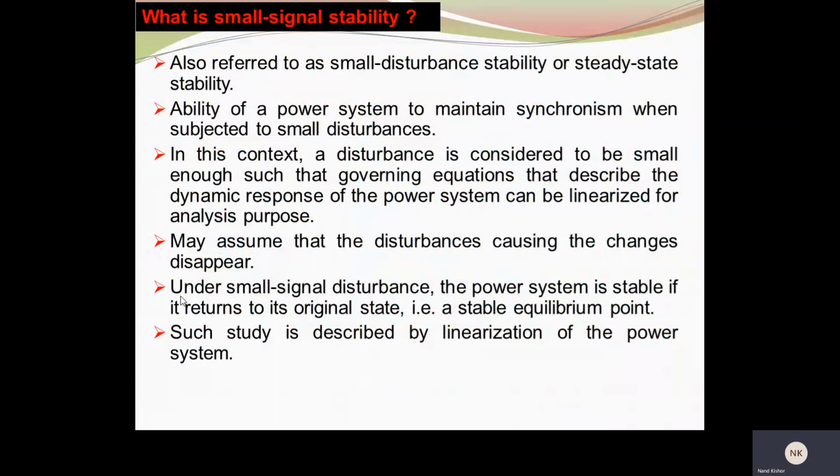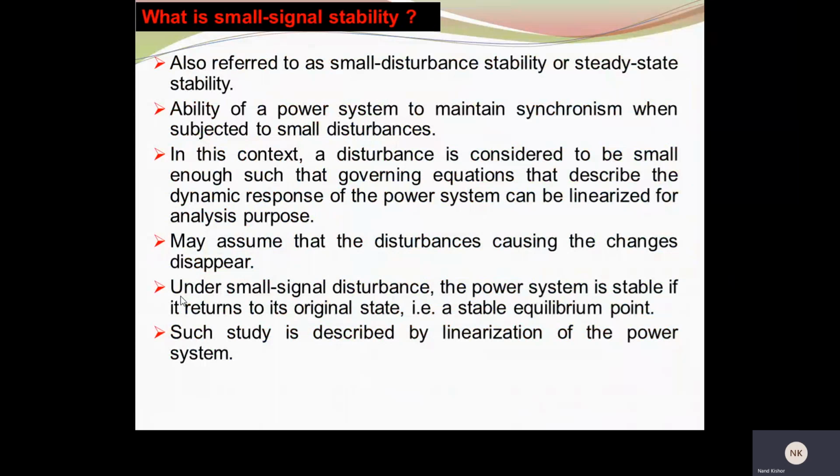This is how we classify here. That means the ability of a power system to maintain synchronism when subjected to a small amount of disturbance, and that could be of magnitude 5% around the initial operating point or the equilibrium point. So if the system is subjected to 5% of disturbance around the initial operating point, then the analysis will be referred to as small signal stability analysis here, right?